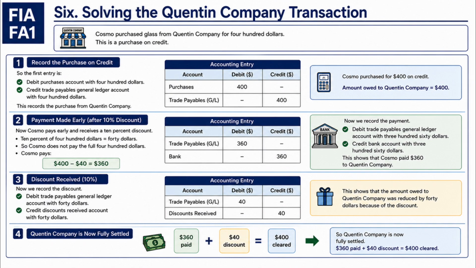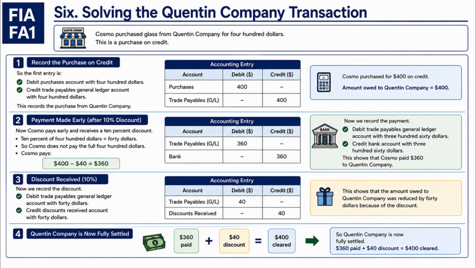Now Cosmo pays early and receives a 10% discount. 10% of $400 equals $40. So Cosmo does not pay the full $400. Cosmo pays $400 minus $40 equals $360. Now we record the payment. Debit trade payables general ledger account with $360, credit bank account with $360. This shows that Cosmo paid $360 to Quentin Company.